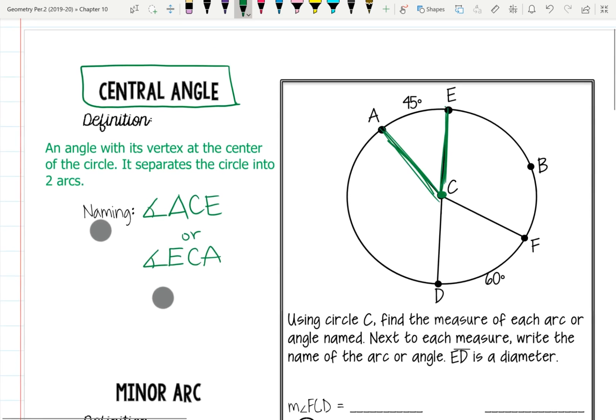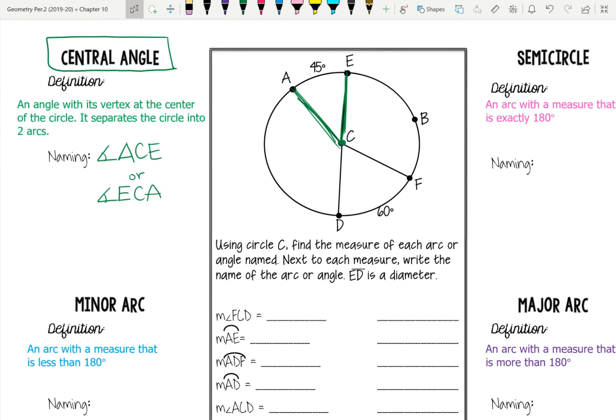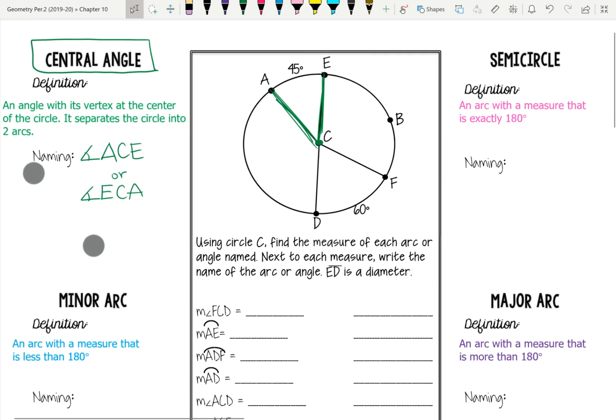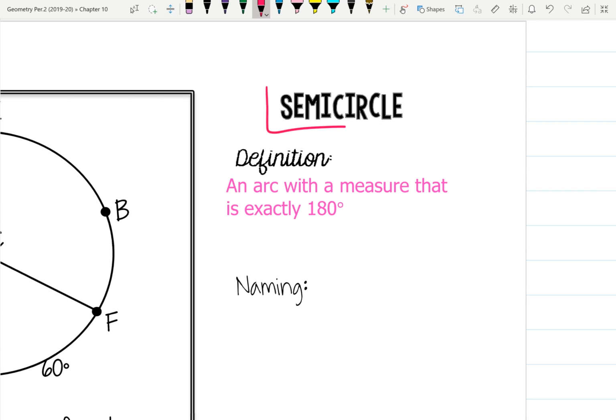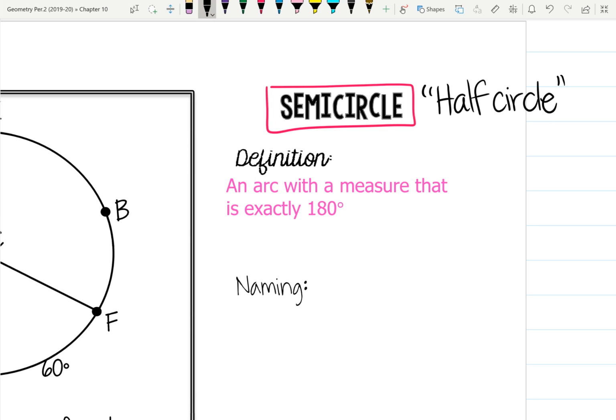All right, let me go back to those 2 arcs that I had mentioned. Let's go through some of these vocabulary words. The next vocabulary word you're going to see is a semicircle. What is a semicircle? You guys have seen this word, it's another word for a half circle. If a full circle is 360 degrees, then a half circle would be 180 degrees. And that's what a semicircle is. A semicircle is an arc with a measure that is exactly 180 degrees. So that's important. Exactly 180 degrees.